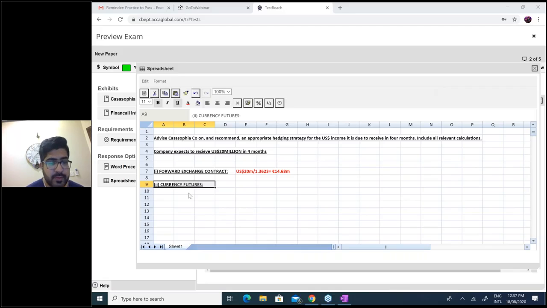Okay. Now let's do currency futures. I have told you in currency futures, you have to perform 3 steps. The first step is lock-in rate. Step 2, expected receipts or payments. This is the receipts question. Watch carefully, then copy.